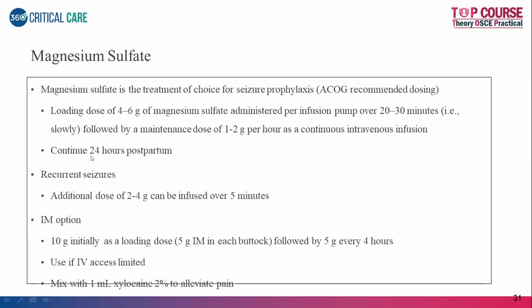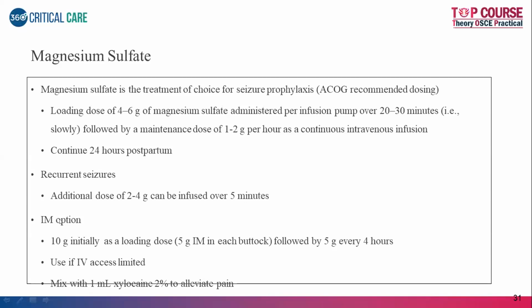Please remember the doses. When we ask in the practicals, most of them get confused. So please mention the range. 4 to 6 gram loading dose over 20 to 30 minutes, followed by 1 to 2 gram per hour, usually given for 24 hours. That is the dose of magnesium sulfate. If there are recurrent seizures, then an additional dose of 2 to 4 gram can be infused over 5 minutes. So you can give it a little faster. After the first dose, the second bolus dose can be given over 5 minutes.